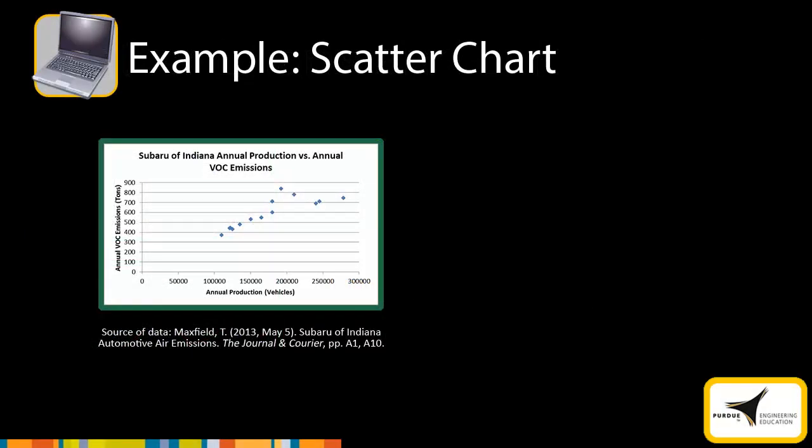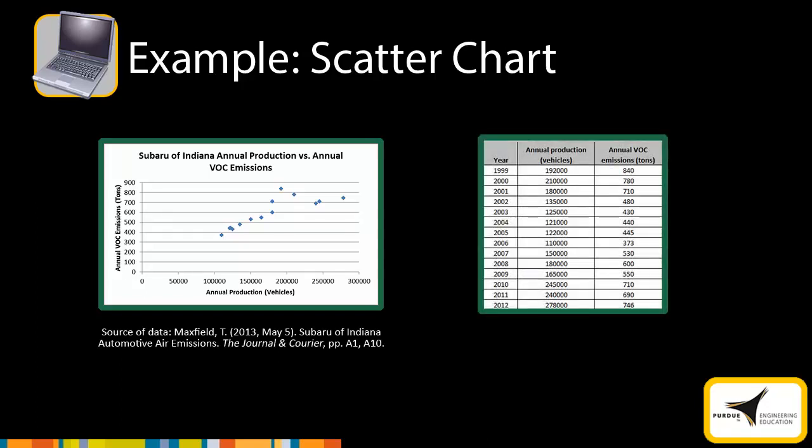Let's look at how to create the scatter chart shown here in Excel. In this example, we will create a chart showing the relationship between annual production at Subaru of Indiana and annual emissions of volatile organic compounds, or VOCs. The dataset we will use is shown here.